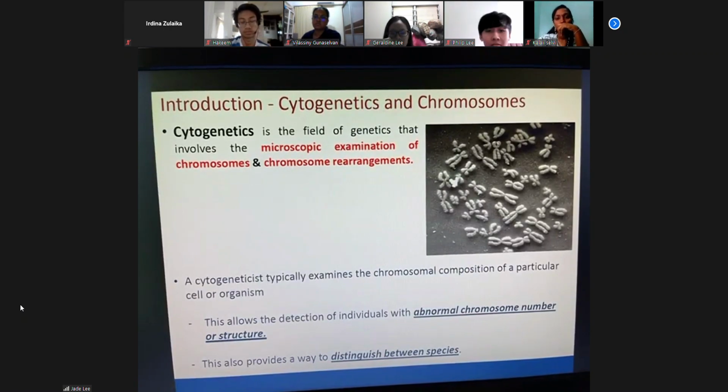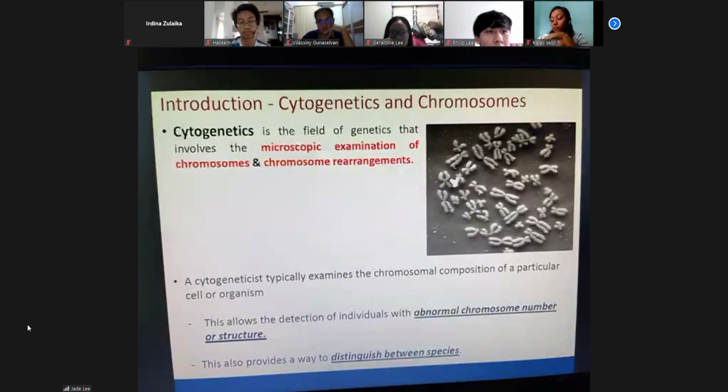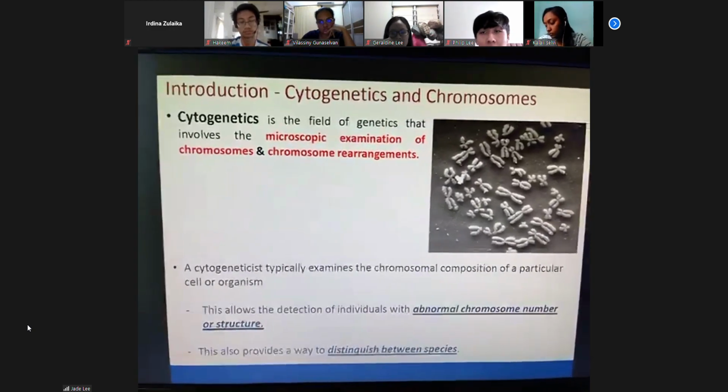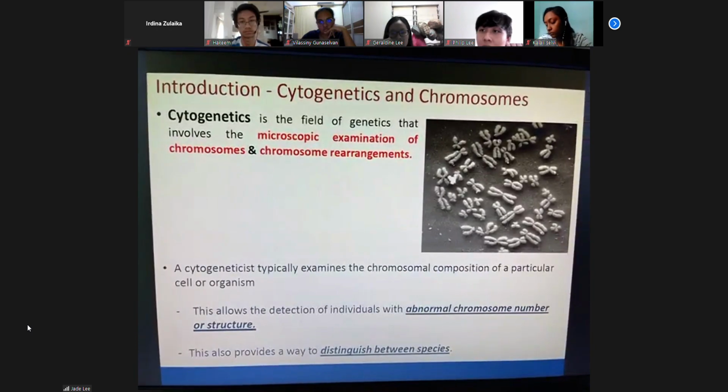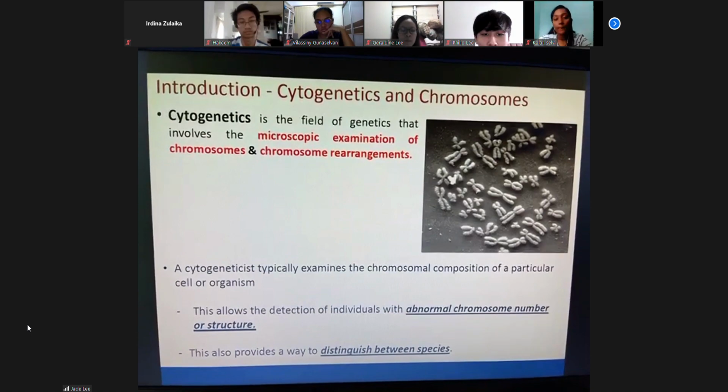But not all chromosome rearrangements are bad. I need to tell you this. Like in plants, some of them have extra chromosomes and surprisingly they produce better yield. Ada macam itu. I'm not going to go into that. Just to tell you that not all semua akan menjadi disorder ataupun masalah, not necessarily.